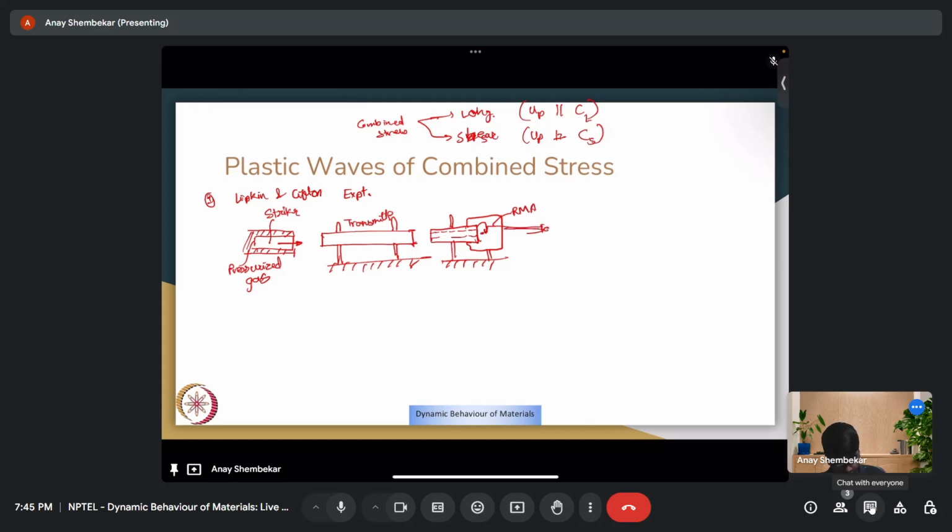So there is a torsion applied which exceeds the yield point. So there is already some sort of strain energy being stored in this hollow tube, and then you have an impact where the striker hits the transmitter, which in turn hits the specimen.